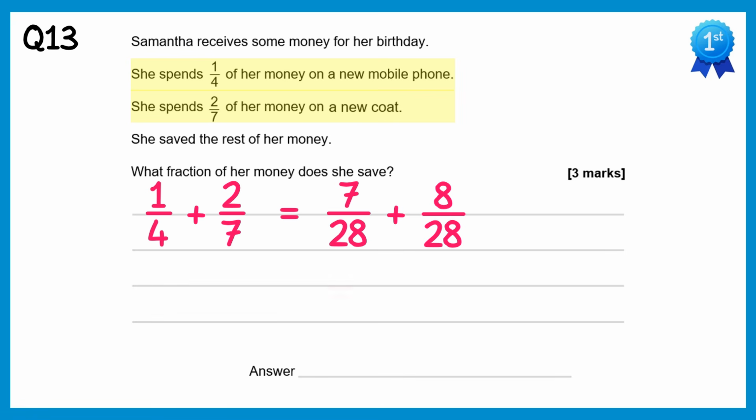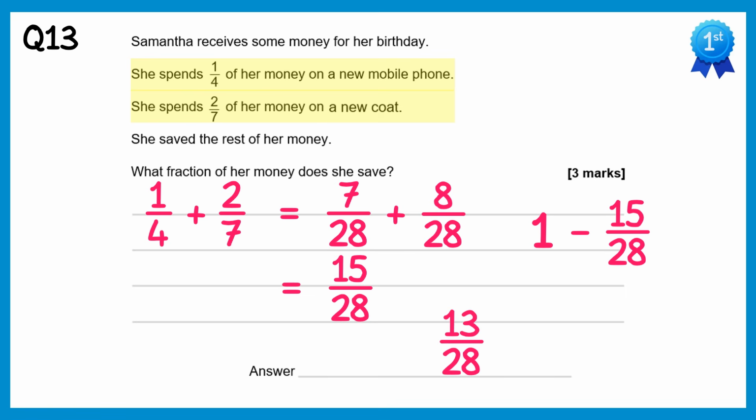Now that we have a common denominator, we can add them together. So it'll be something over 28, and to get the numerator, we add the 7 and the 8 on the top here, which gives you 15. So she spends 15 28ths of her money. So we need to work out how much she saves, which is the rest. So if we do 1 take away 15 over 28, we find the rest. Now the best way to think of a subtraction like this is how many more 28ths would we need to get from 15 28ths to get to 1 whole. So if you do 28 take away 15, you get 13, so the answer is 13 28ths.